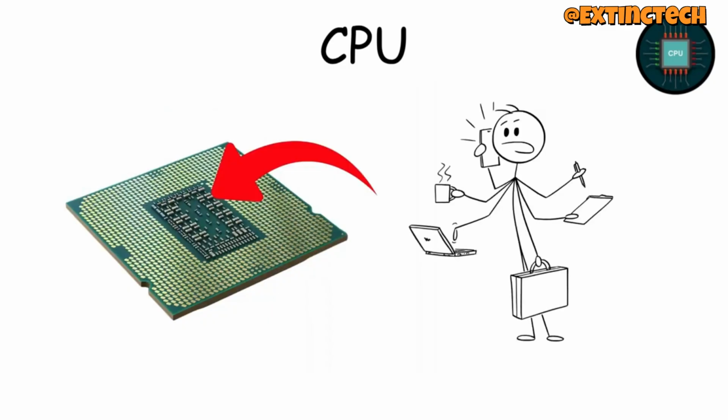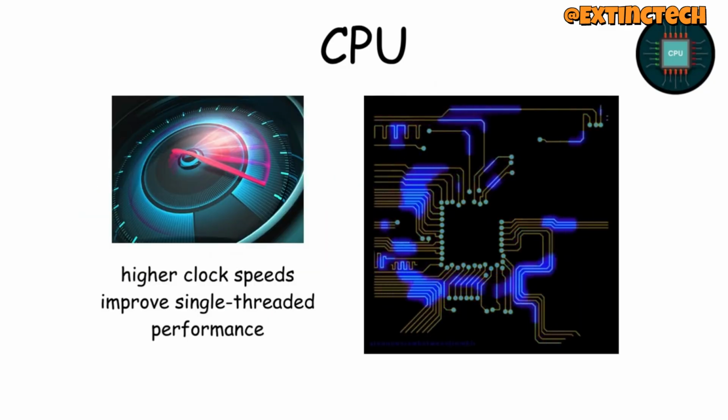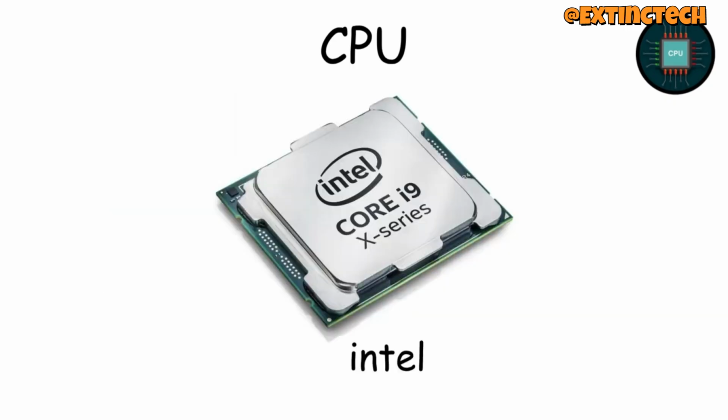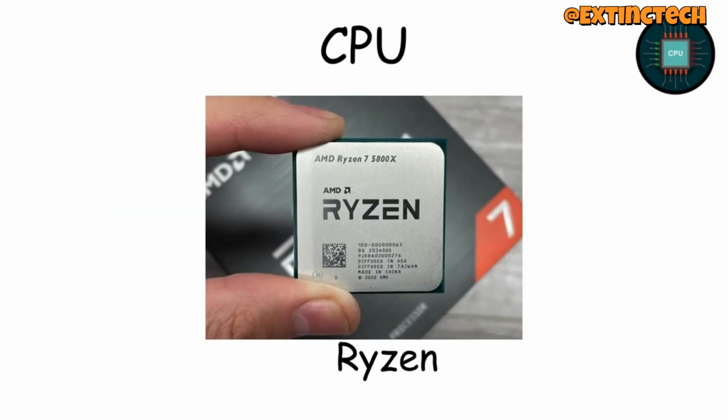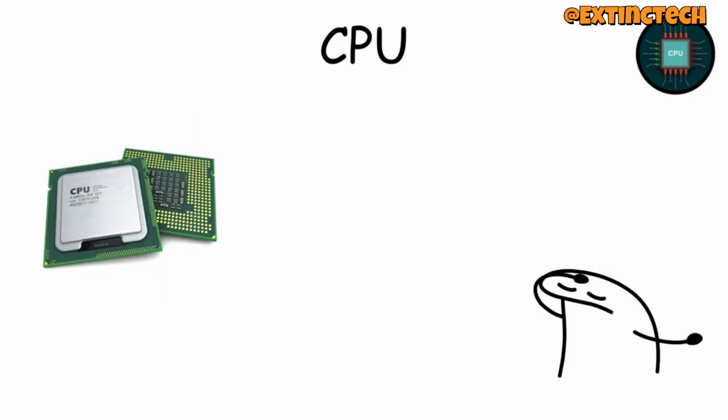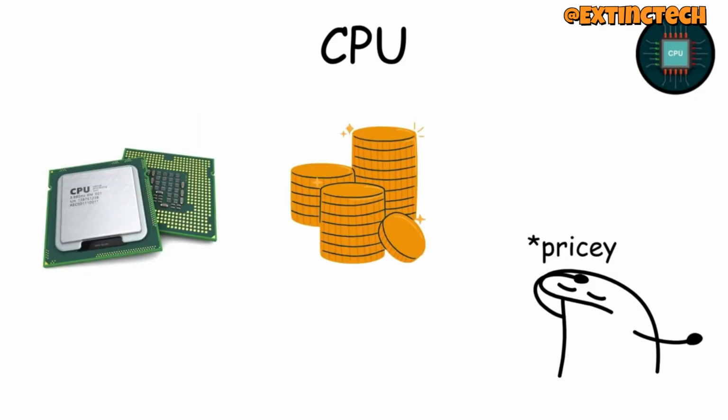More cores allow better multitasking, while higher clock speeds improve single-threaded performance. Brands like Intel's Core series and Ryzen dominate today's consumer market, offering options for everything from casual browsing to professional content creation. The CPU is generally one of the more expensive components, with prices ranging from $50 to over $1,000 depending on performance and features.